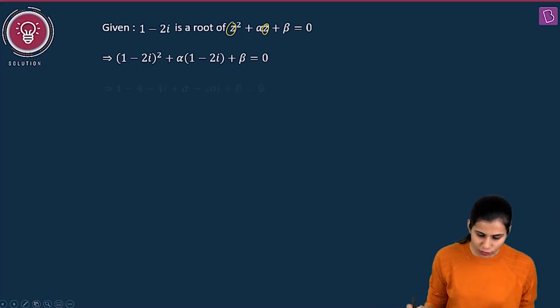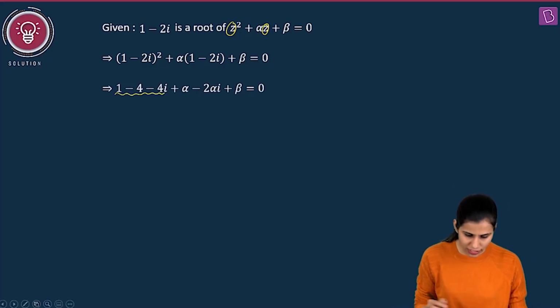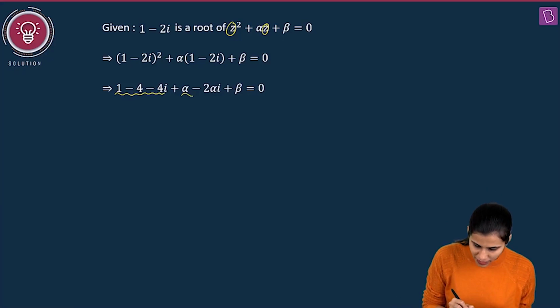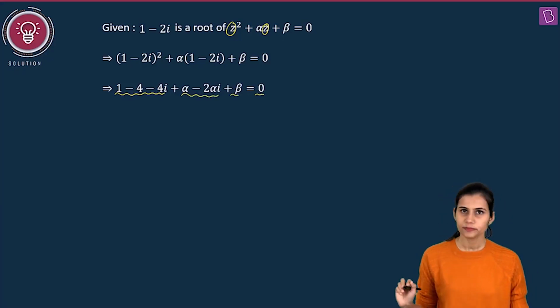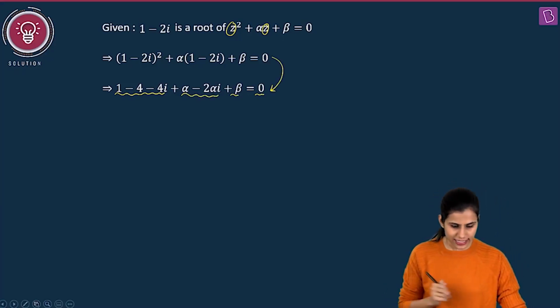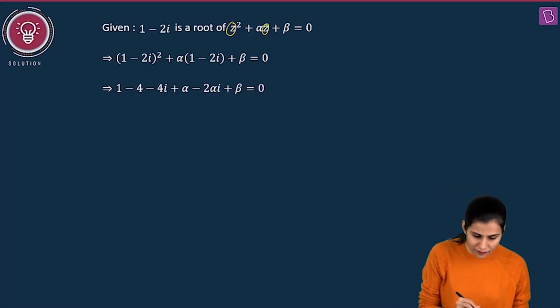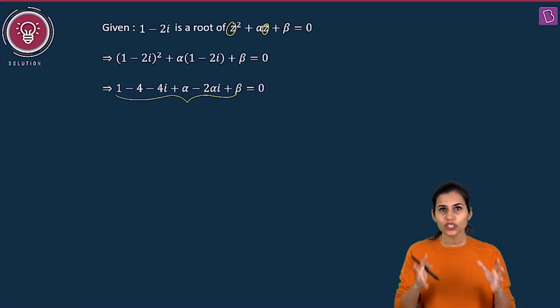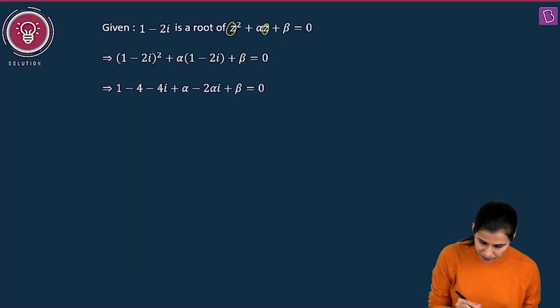Now, 1 minus 2 iota whole square simply gives you 1 minus 4 iota, no doubt, plus alpha minus 2 alpha iota plus beta equals 0. So from here to here, we can very smoothly reach. Yes? Okay. What you have to do next is realize one thing. On the left hand side, when you resolve, you can actually get a particular complex number. So how? Look over here.